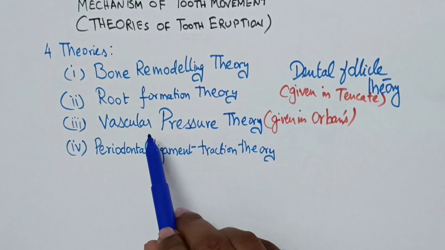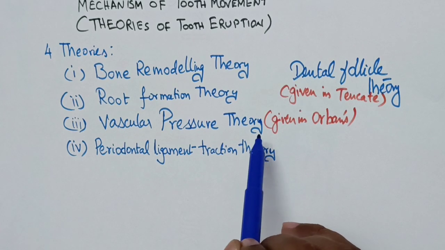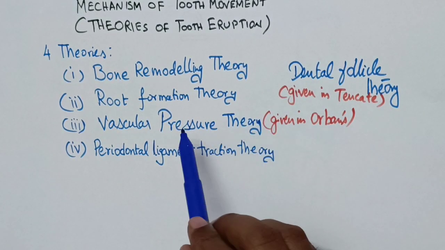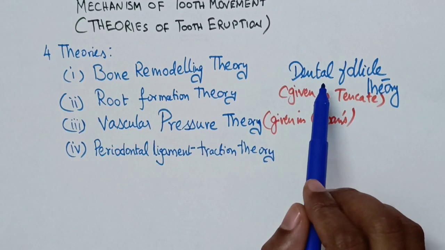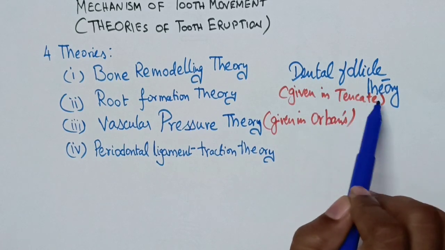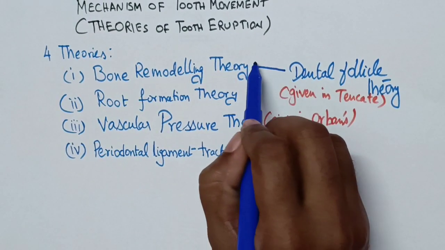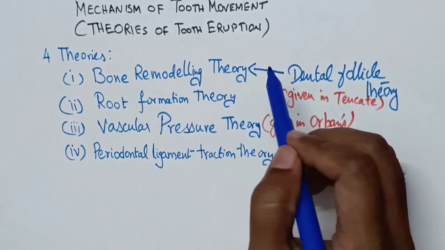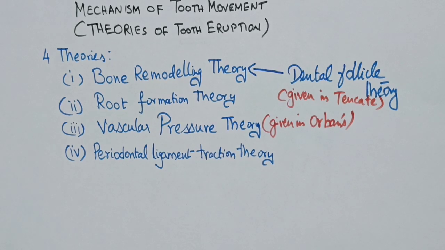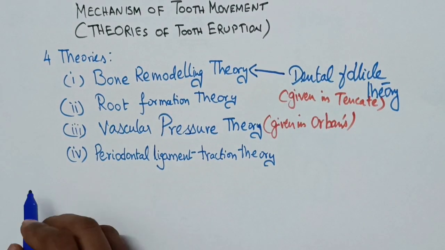When you see Orban's textbook, they are given as vascular pressure theory. However, it is not there in Ten Cate's textbook of histology. When you see your Ten Cate oral histology textbook, a different theory has been given: dental follicular theory. In Orban's, they clubbed this theory in bone remodeling. They explained, in bone remodeling theory, the role of dental follicle in tooth eruption. So we'll see each theory in detail.